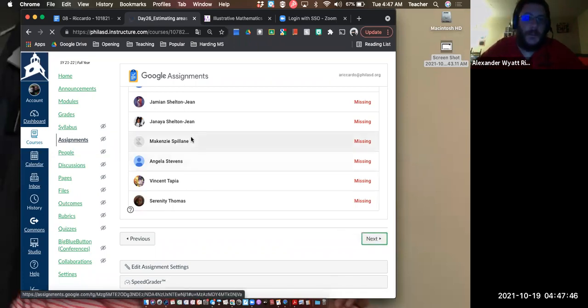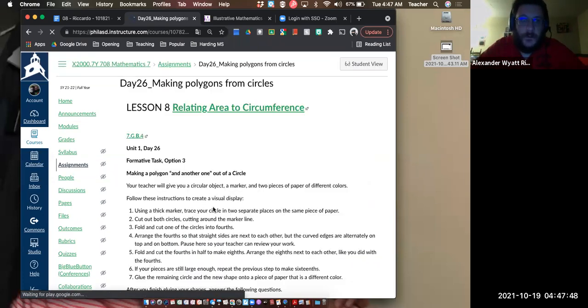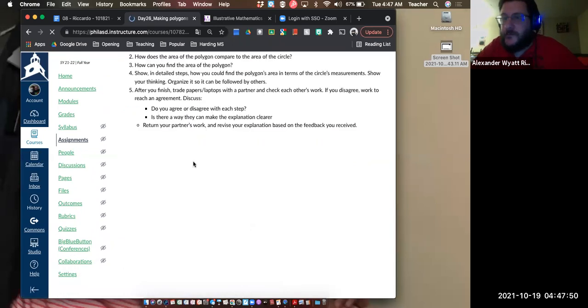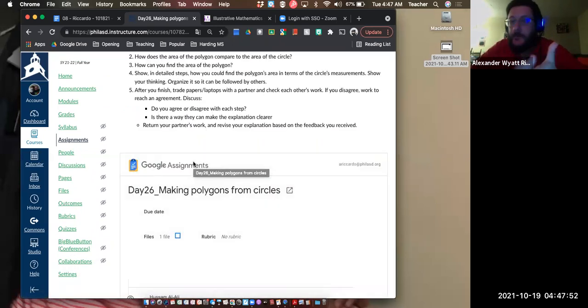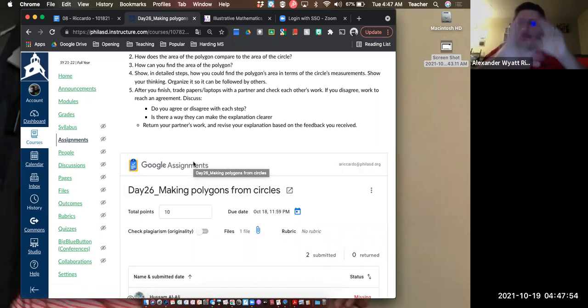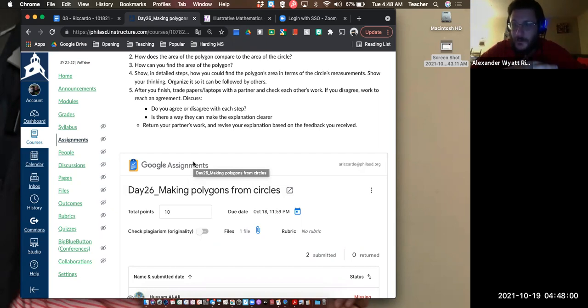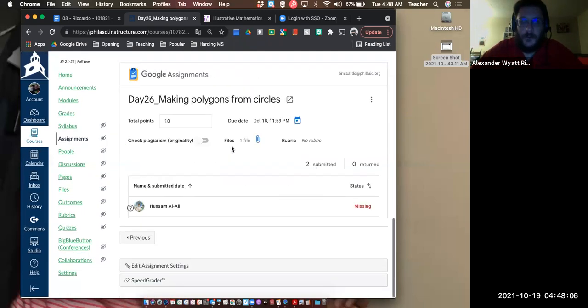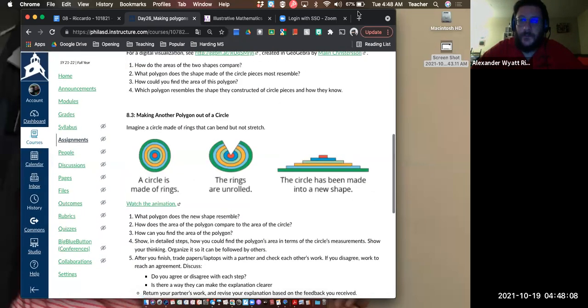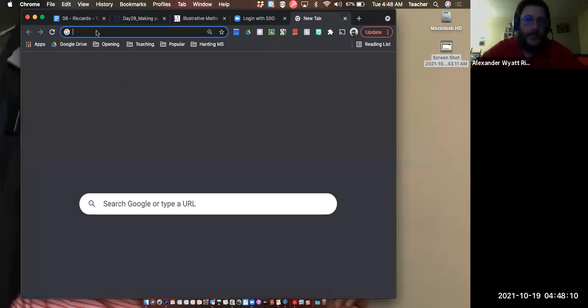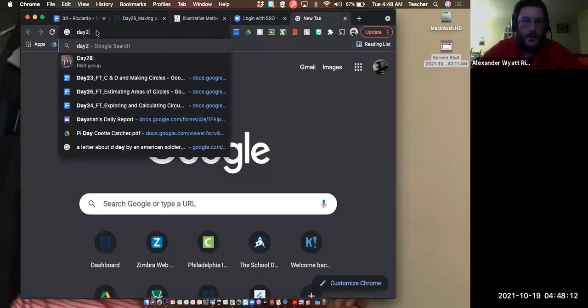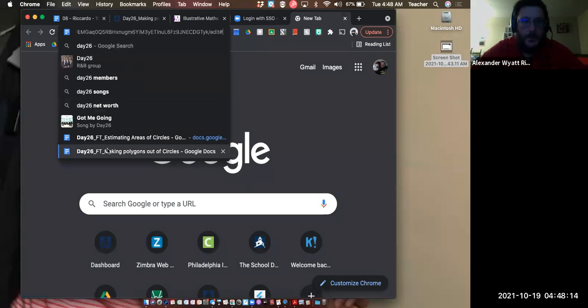All right. So then you go to the second one, relating areas to circumference. This is making polygons from circles. Basically, you take a circle and you cut it up, and it turns into a polygon. You do it enough times, it turns into something that's very similar, something that we understand, we know that. So take a look with making polygons, all right? So day 26, making polygons. All right, cool.